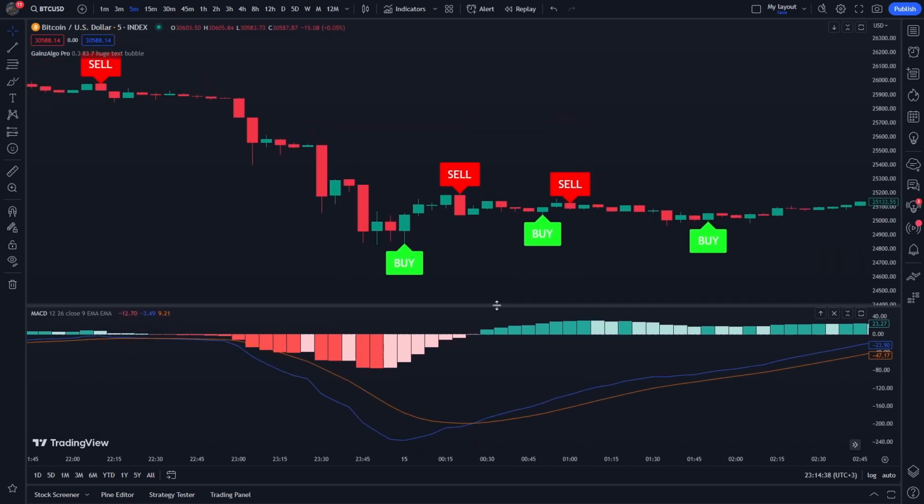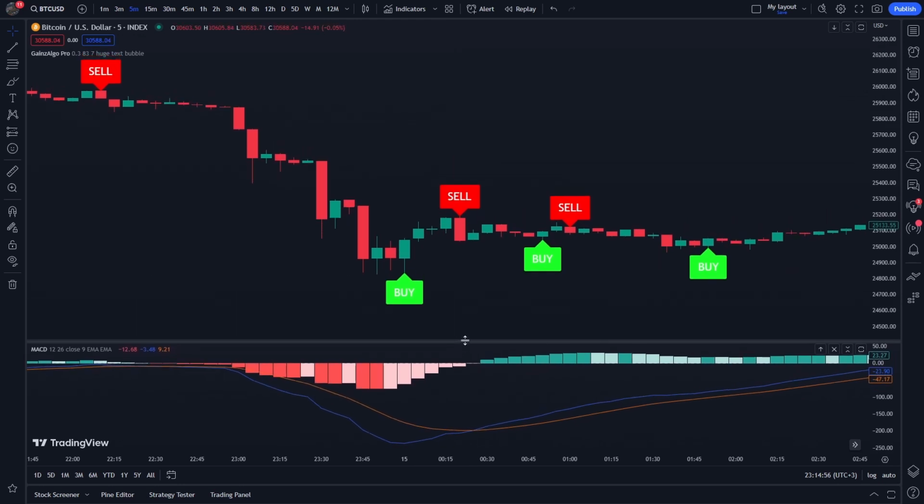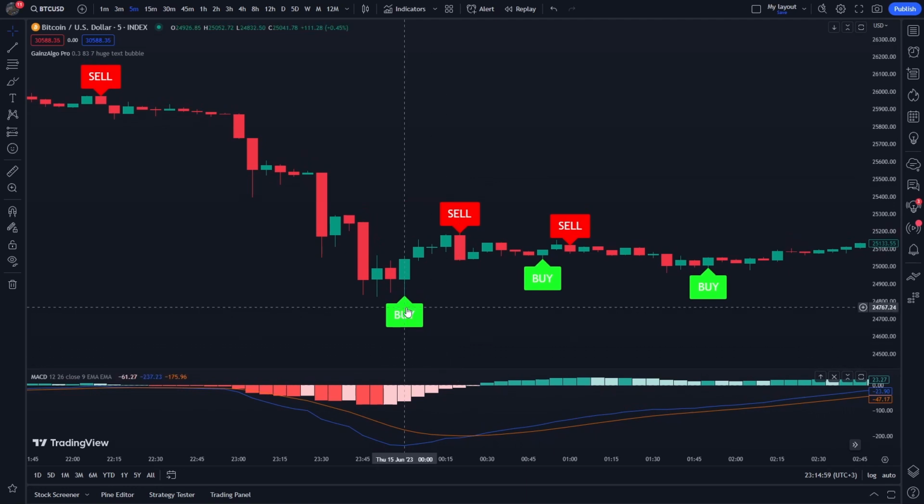So as you can see, GainzAlgo being the real-time trading indicator, it gives you these buy and sell signals very early, right? Because that's the problem with most indicators. They will tell you to buy when the market has already gone up, and they will tell you to sell once the market has already dropped down. That is not the case with GainzAlgo. Also, GainzAlgo does not repaint or lag. We have other videos where I showed you how GainzAlgo performs in replay mode, so you can see exactly how it prints its signals in real time and that it doesn't repaint or lag.